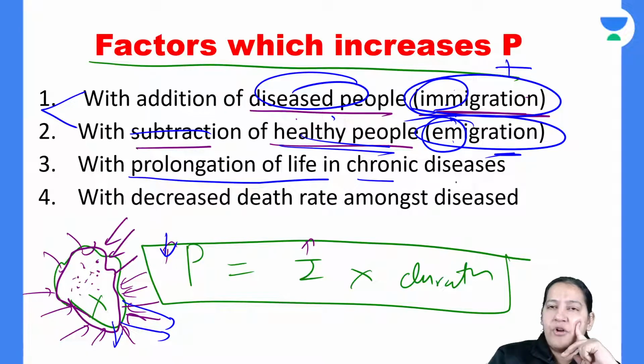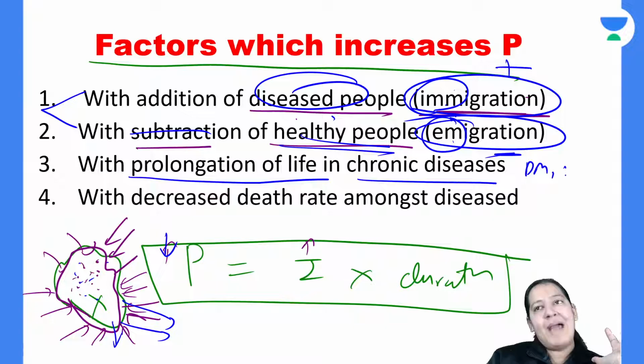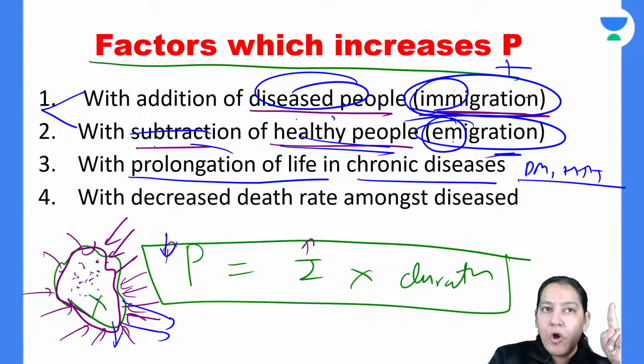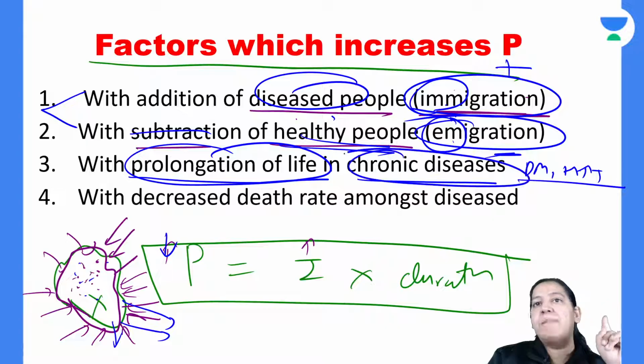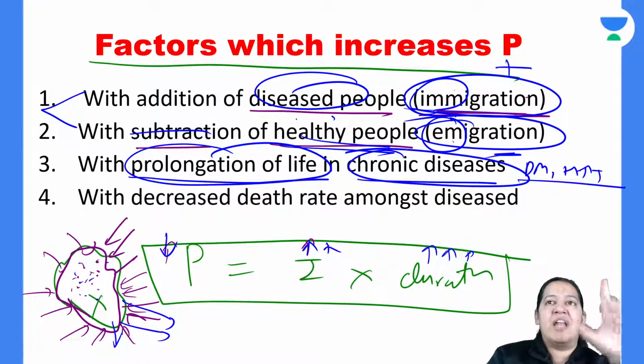Prolongation of life of chronic disease. Just suppose in your city many people have diabetes or many people have hypertension. So you will give treatment to all of them. So you are prolonging the life of diseased people in your city. You are prolonging the life, so you are increasing the duration of disease. The previous two were increasing incidence, immigration and emigration.